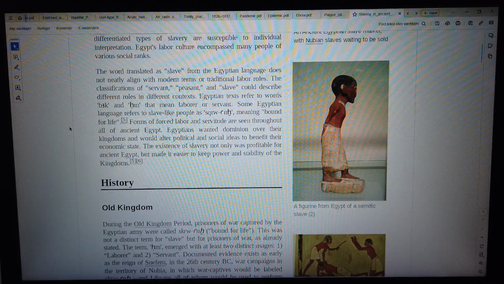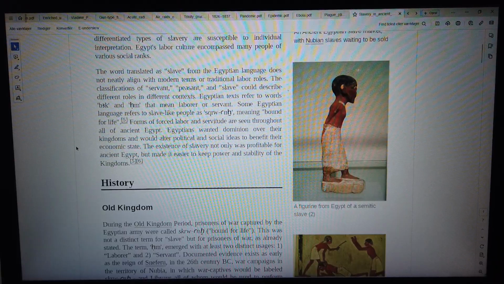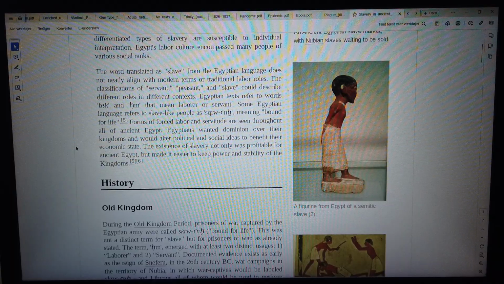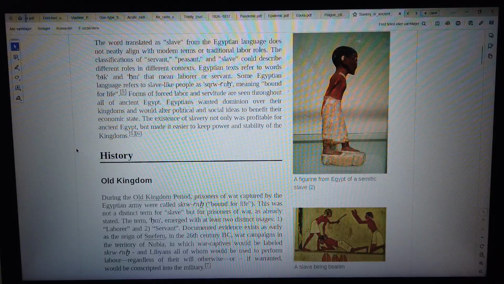Egyptians wanted dominion over their kingdoms and would alter political and social ideas to benefit their economic state. The existence of slavery not only was profitable for ancient Egypt, but made it easier to keep power and stability of the kingdoms.